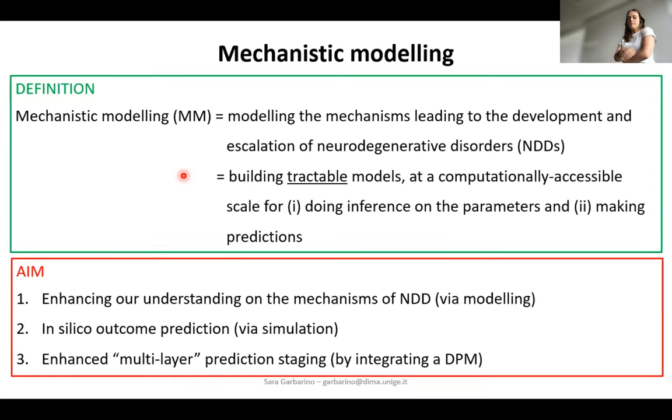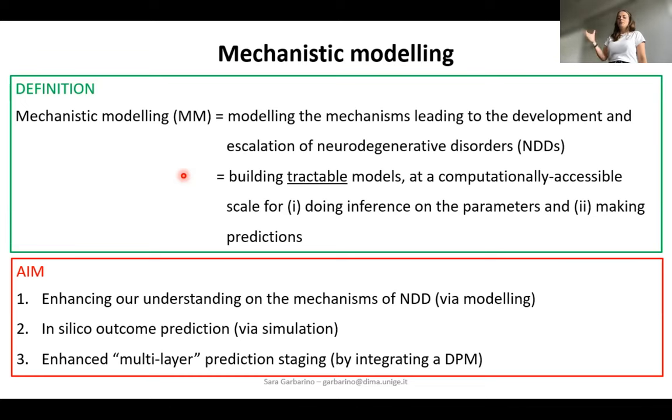And this is because I believe the aims of mechanistic modeling are, of course, enhancing our understanding of the mechanisms of neurodegenerative disorders, but also in silico outcome prediction. I mean that if we can infer the parameters governing the mechanisms, then we can use the parameters to make outcome predictions, and in particular, treatment outcome prediction in simulation.